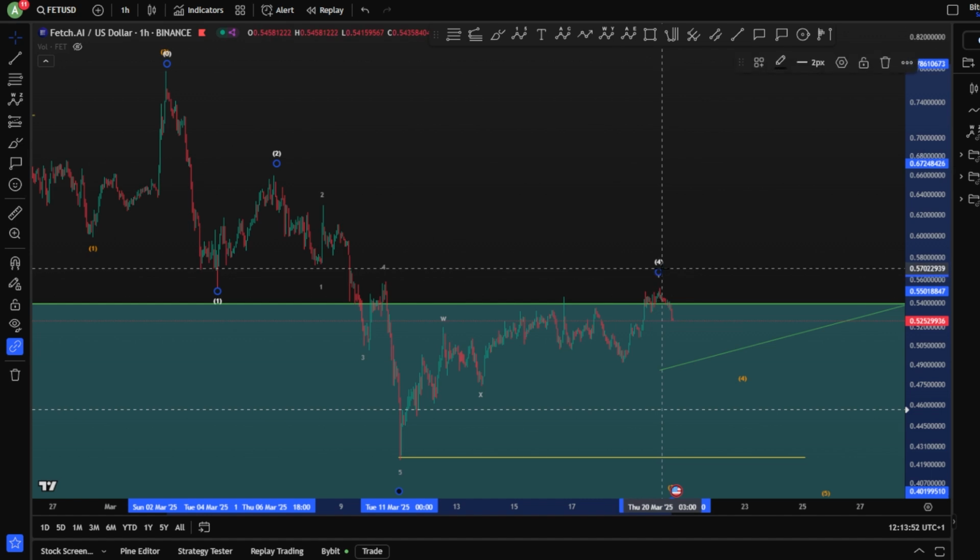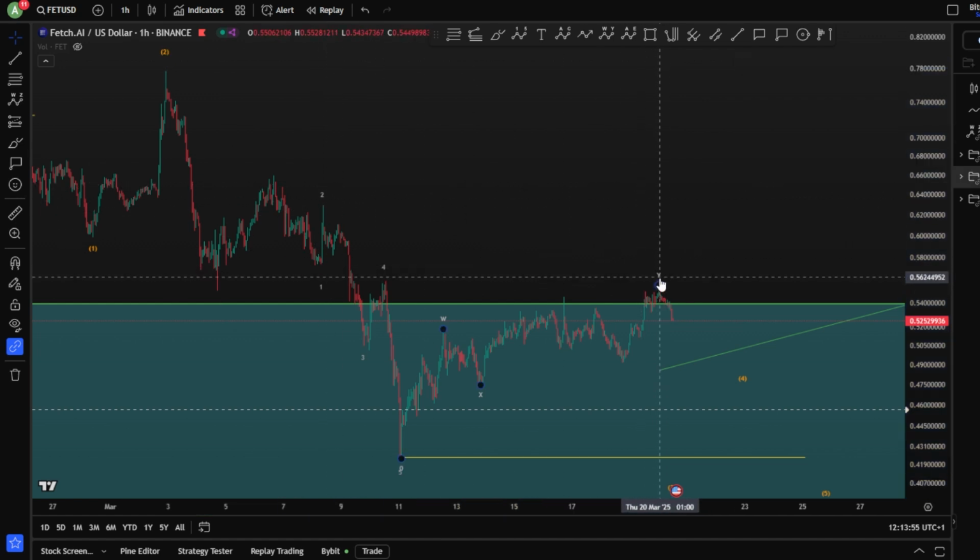okay, this wave 4 is invalidated. We cannot even call an impulse anymore.